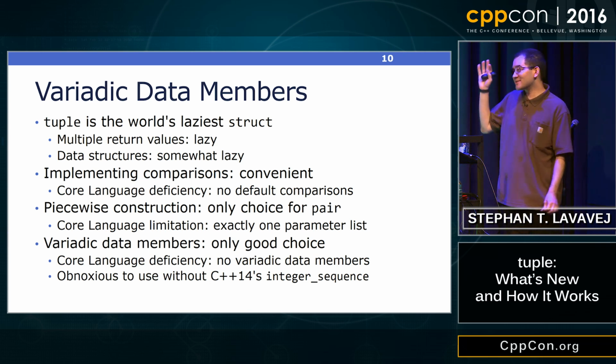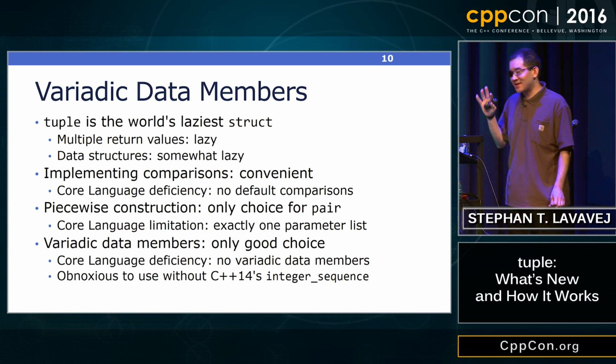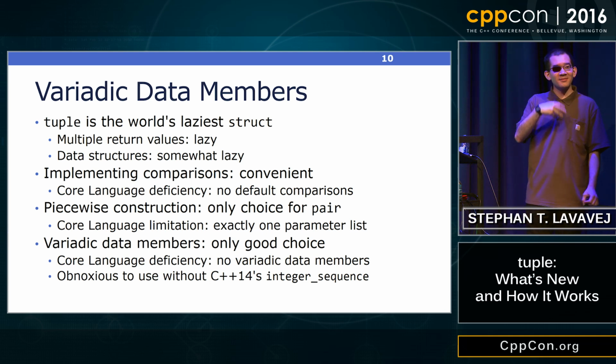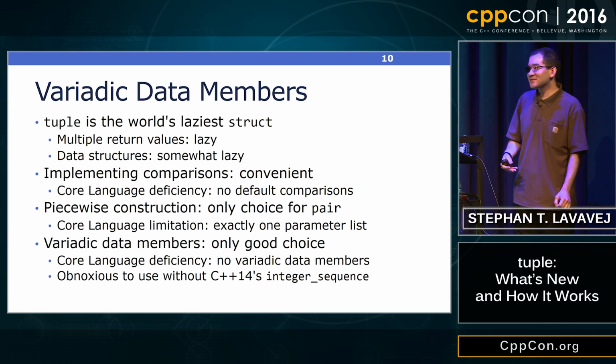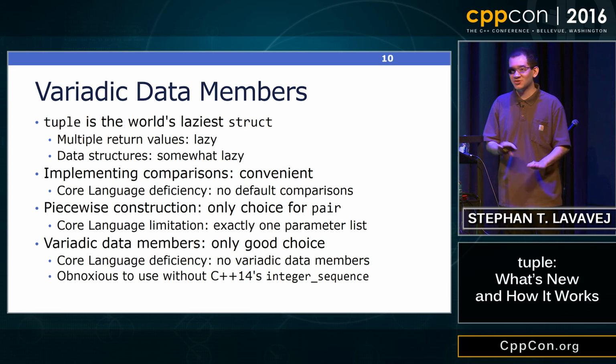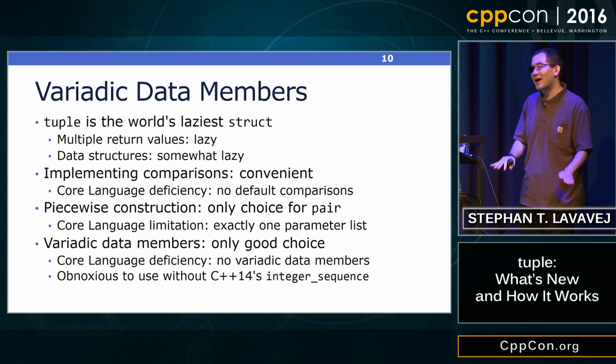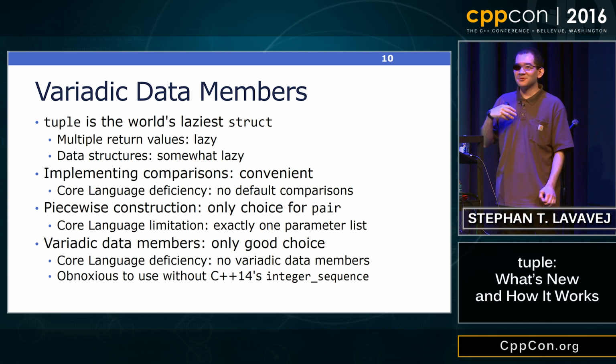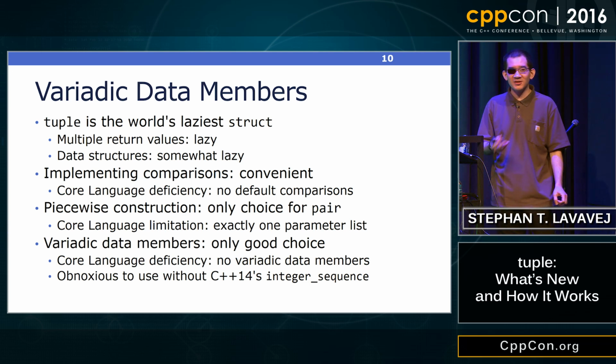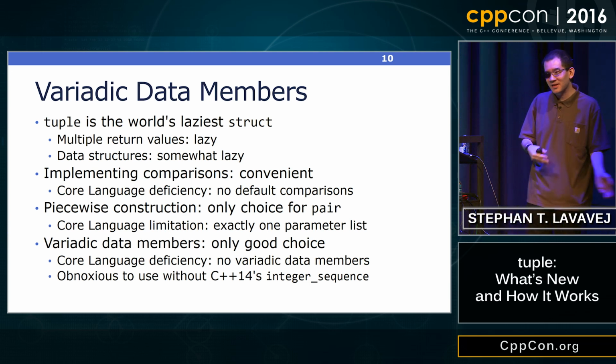Now, this is in the example section. There's no actual example here. I'll explain that in a bit. So let's think about the examples that we've seen. I like to say the tuple is the world's laziest struct, and this is not really a compliment. Things like returning multiple values out of a function or even making data structures, you can always use a struct with named data members.